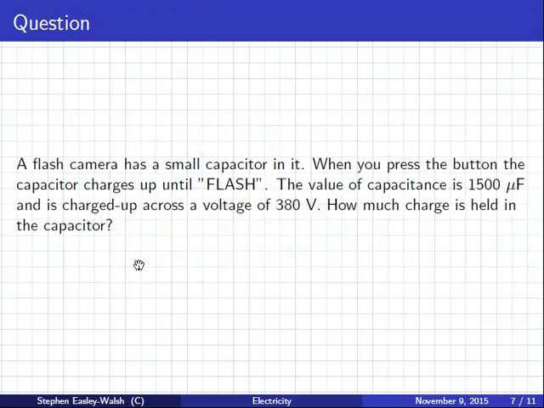For example, a flash camera has a small capacitor on it. When you press the button, the capacitor charges up until flash. The value of capacitance is 1500 microfarads and is charged up across a voltage of 380 volts. How much charge is held in the capacitor?